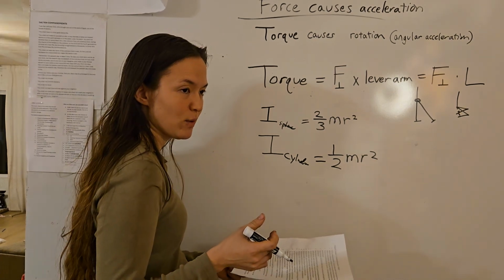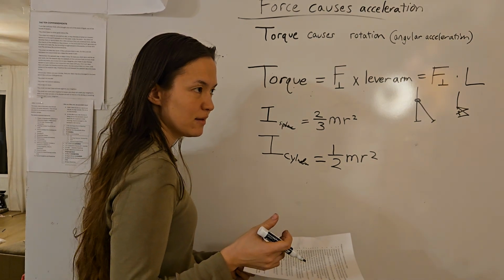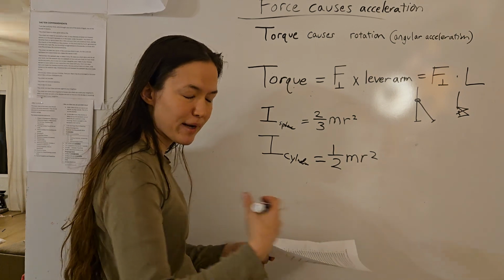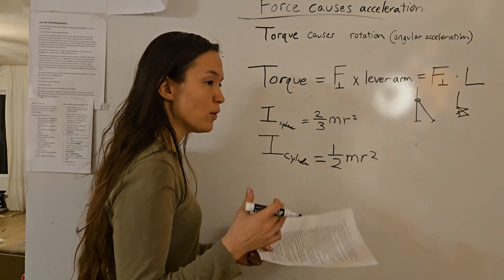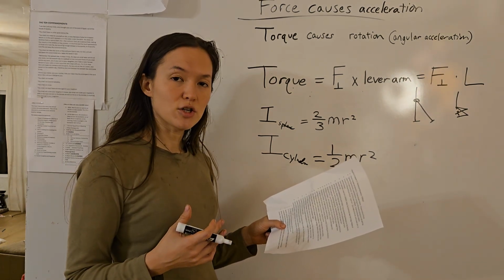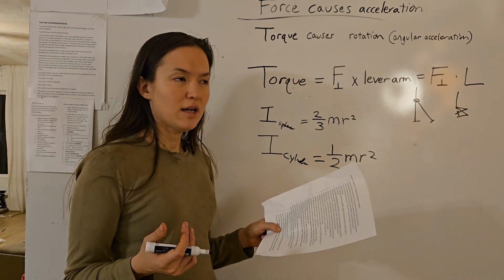And this is why our bike wheels are hollow in the middle. If you were riding a bike with solid rubber wheels, you would not have as much rotational inertia. It would not resist tipping over and whatnot.